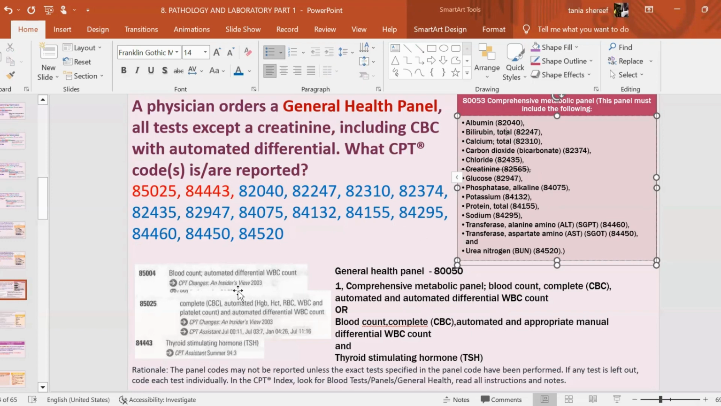The blood count. So blood count, automated differential WBC count, then complete CBC. The code is 85025. Okay, we are reporting the automated differential WBC count here; this is a blood count complete CBC. So, for the complete CBC and automated differential WBC count, our code is 85025, and for TSH, it is 84443. Okay.